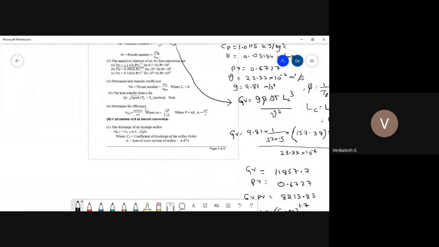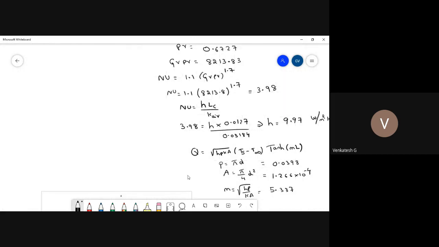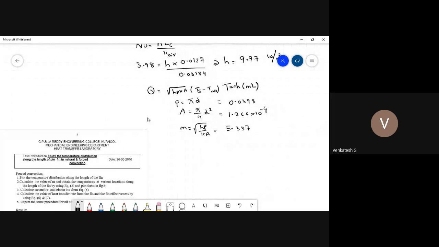So to determine the fin efficiency, you can see the Q value, m value, perimeter, area. We have calculated all the values. Now substitute and calculate the Q, the heat transfer through the fin in natural convection. Substitute all the values in this equation, root over hPkA, Ts minus T infinity, tanh of mL. We are going to get the Q value as 5.877 watts. This is the amount of heat transfer from the fin in natural convection.